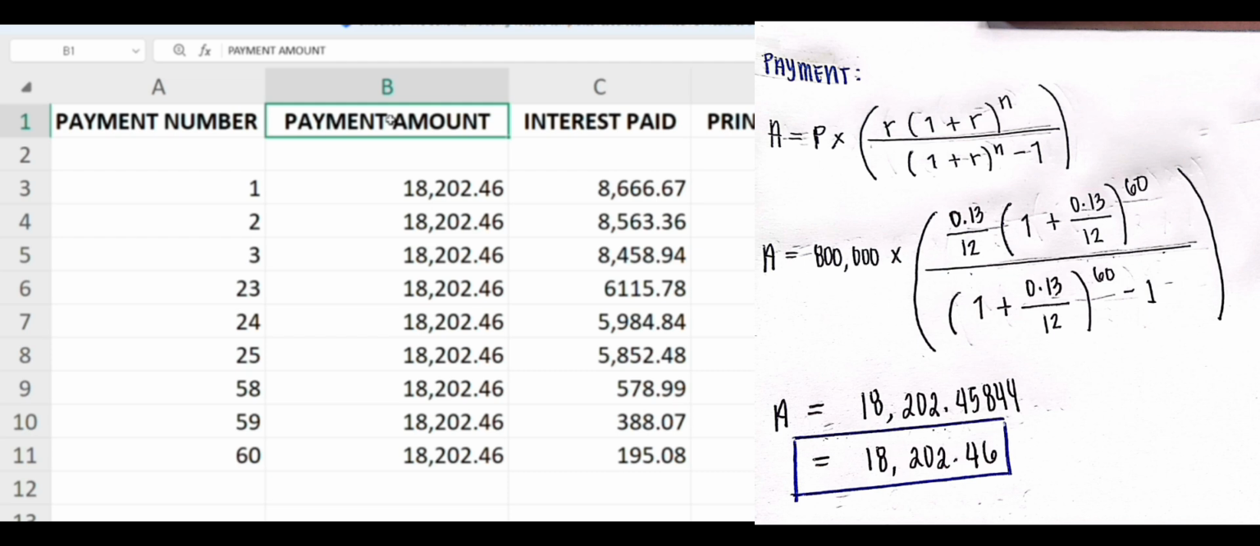And by substituting all the values, we have A is equal to 800,000 times, substituting the value of R, which is our rate, 0.13 divided by 12, times the quantity of 1 plus 0.13 over 12 raised to 60, all over the quantity of 1 plus 0.13 divided by 12 raised to 60 minus 1. And that would give us a value of 18,202.46 pesos when rounded off to the nearest hundredths.